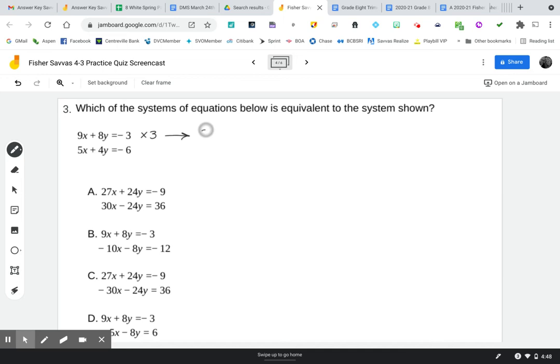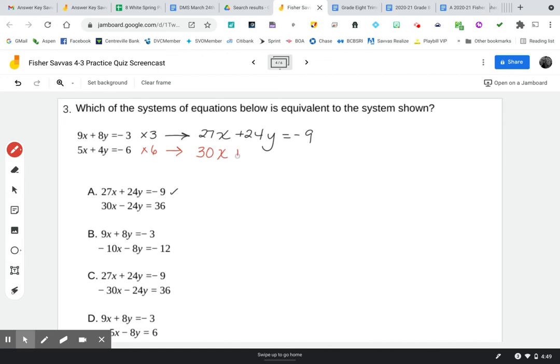And I would get 27x plus 24y is equal to -9. Well, that is what it says there. All right, but we got to look at the next part. So to get from 5x to 30x, it looks like I need to multiply that by 6. So if I multiply by 6, I would get 30x, which is my first term in A.